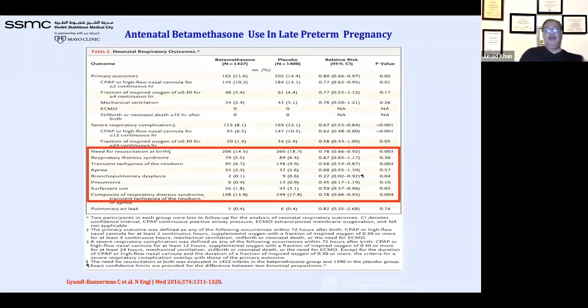And this is the antenatal betamethasone used in the late pregnancy. These are the results. If you cannot see, it was just published in the New England Journal in 2016. And this is a very good article if you want to read about antenatal steroids. As you can see, most of them are not crossing the line of confidence interval, and statistically it is significant. So antenatal steroid, especially the antenatal betamethasone, is very much helpful in improving the outcomes of our premature babies.